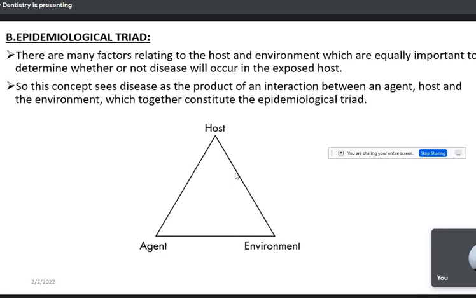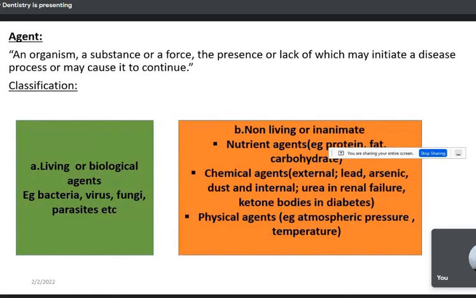You might already have written a short note on the germ theory in the past, and many times you are also asked to write a short note on the epidemiological triad. I have been telling you this chapter is very, very important, and all the topics in it are equally important. So here, what is an agent? An agent is an organism, substance, or force, the presence or lack of which may initiate a disease process or may cause it to continue.